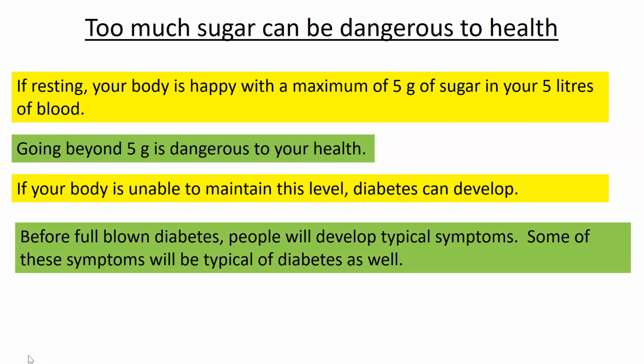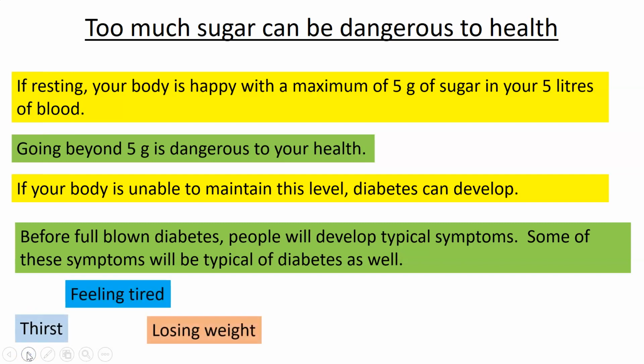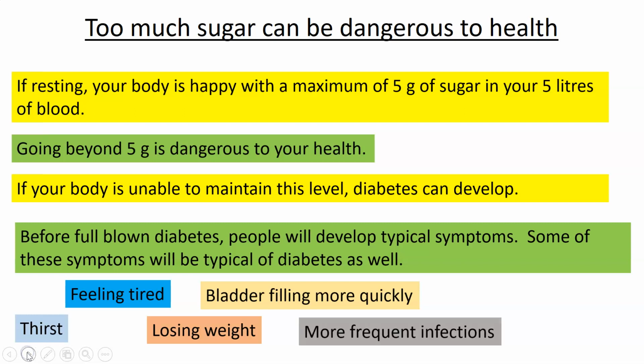Now, before anybody has full-blown diabetes, they will start to suffer some of the symptoms of diabetes. Anybody who has diabetes or anybody who knows somebody who has diabetes will know these symptoms. Thirst, for example, feeling tired, losing weight, having to go to the toilet more often because your bladder fills more quickly, more frequent infections, and the wounds heal slower.